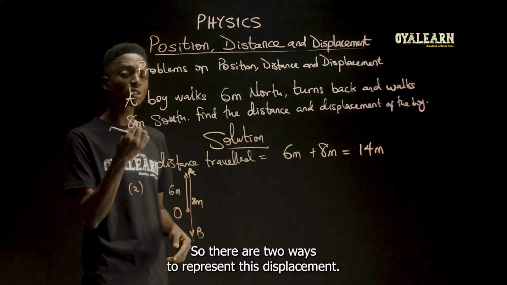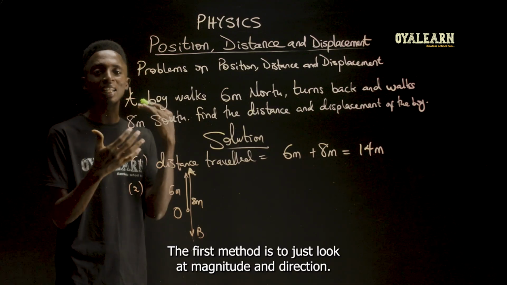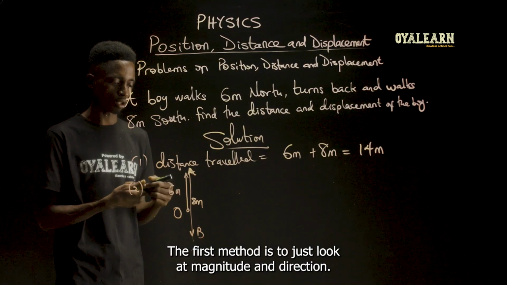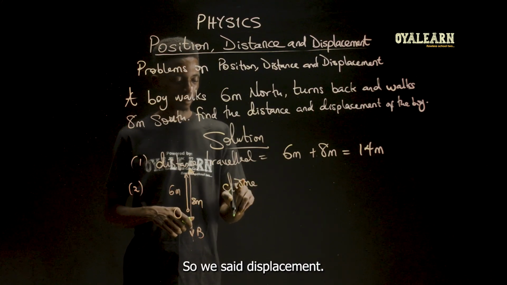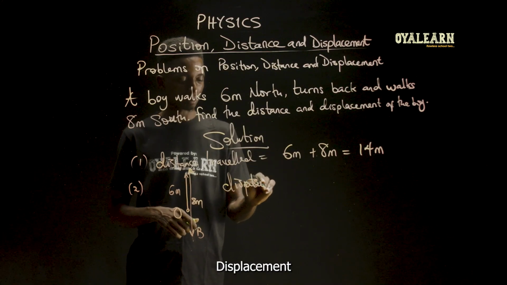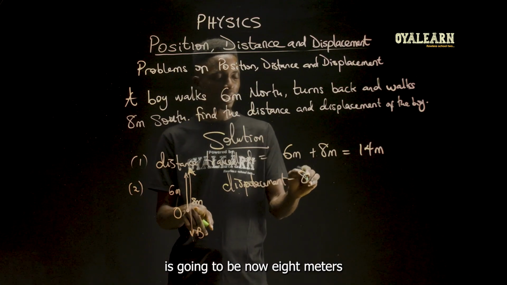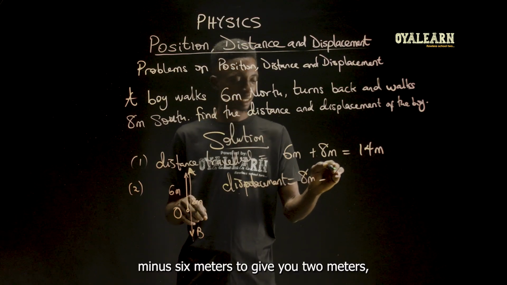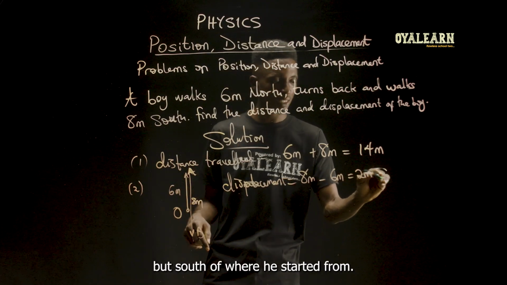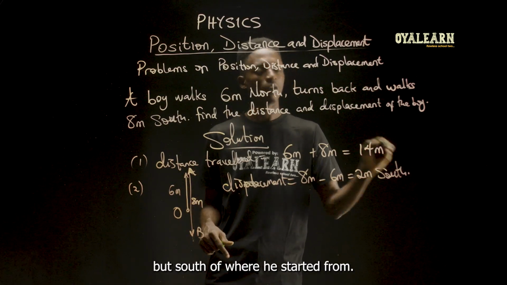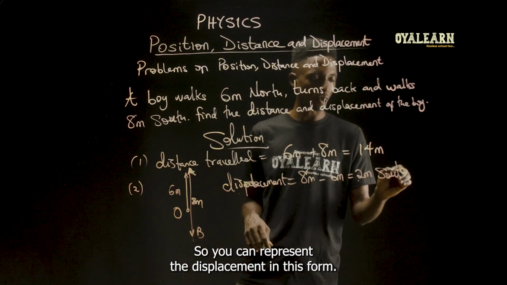Okay, so there are two ways to represent this displacement. The first method is to just look at magnitude and direction. So we'll say displacement is going to be now 8 meters minus 6 meters to give you 2 meters, but south of where it started from. Okay, so you can represent the displacement in this form.